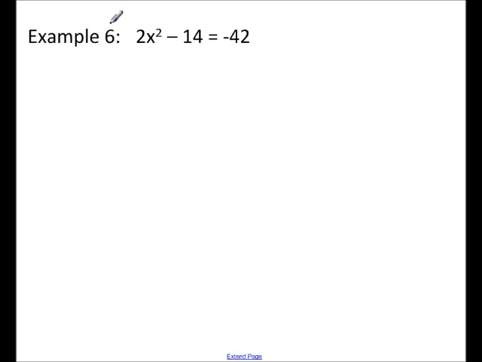Example number 6, here's your chance. Think about moving that 14, then moving that 2 and taking your square root and seeing what's going to happen. Might be a negative square root, might get your i involved again. So go ahead and give that a try. Hit pause.